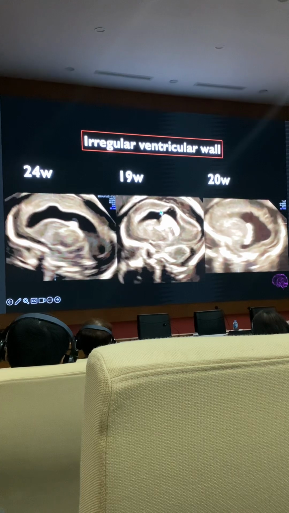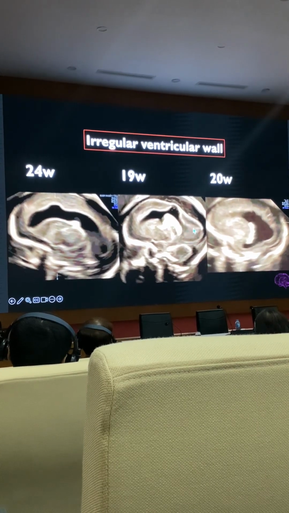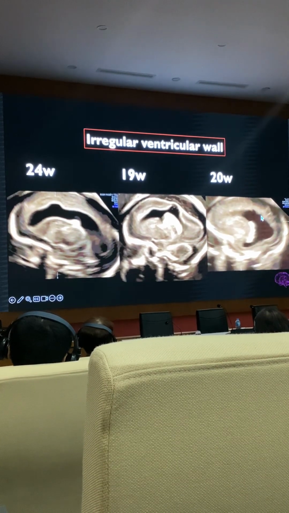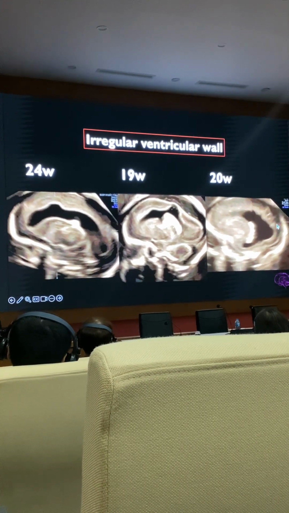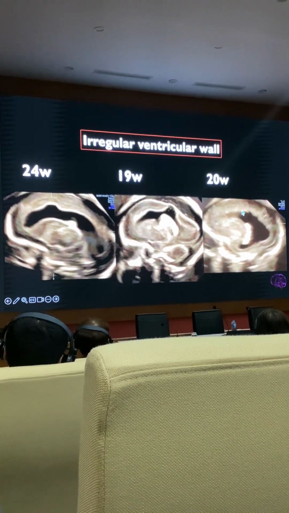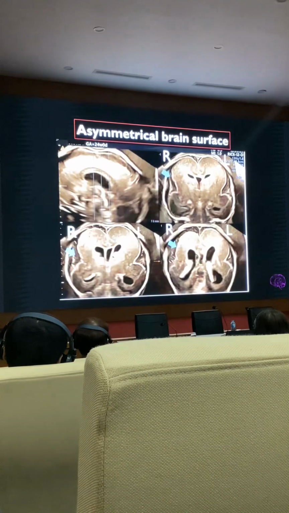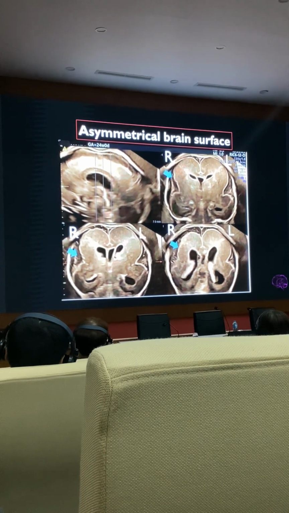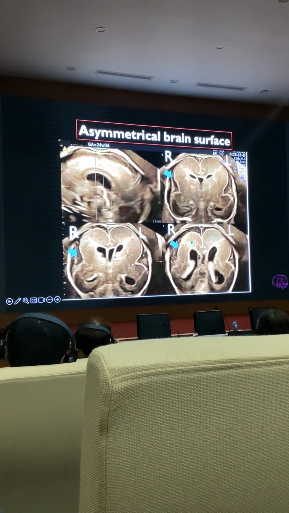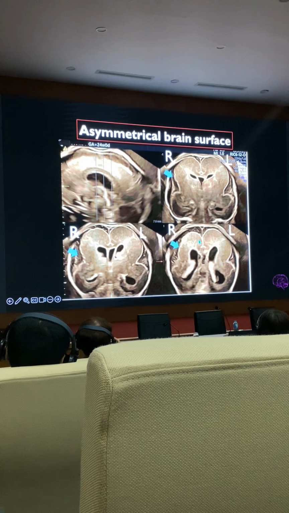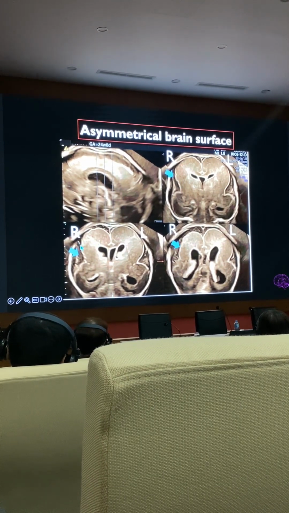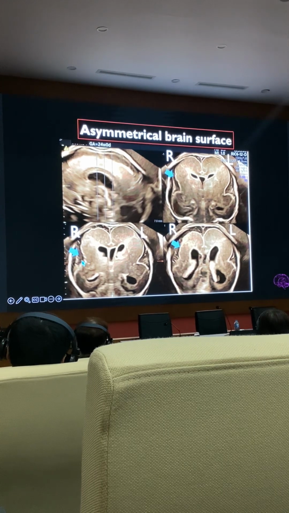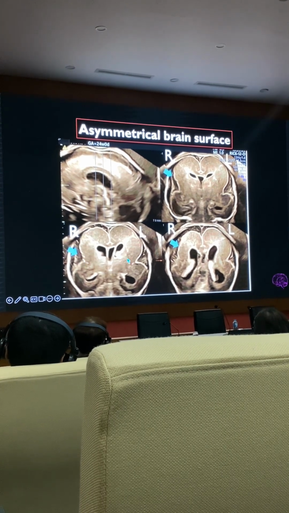This is another case, 19 weeks of gestation. This is 20 weeks of gestation. You can see the very irregular surface of the lateral ventricle wall. And this is the heterotopia of the ventricular part. And sometimes here, the asymmetrical structure, you can see that here and there, the very asymmetrical structure, and also you can see the very abnormal Sylvian fissure here, right?